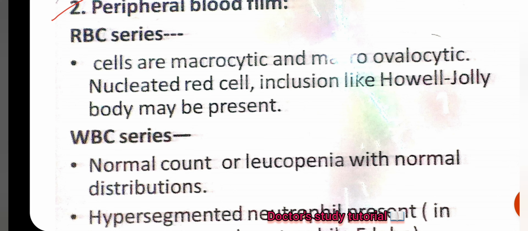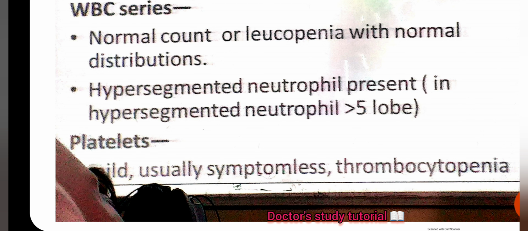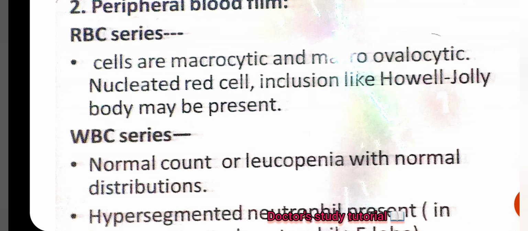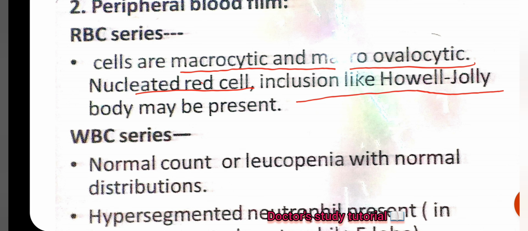In the peripheral blood film we see the RBC series, WBC series and platelets. In the RBC series we see that cells are macrocytic and macro-ovalocytic. Nucleated red cell inclusions like Howell-Jolly bodies may be present. It is a very important feature. We have to say it in the viva.